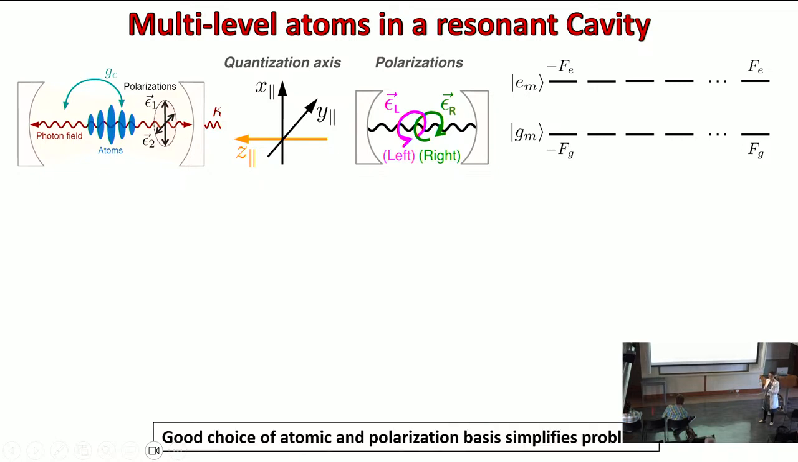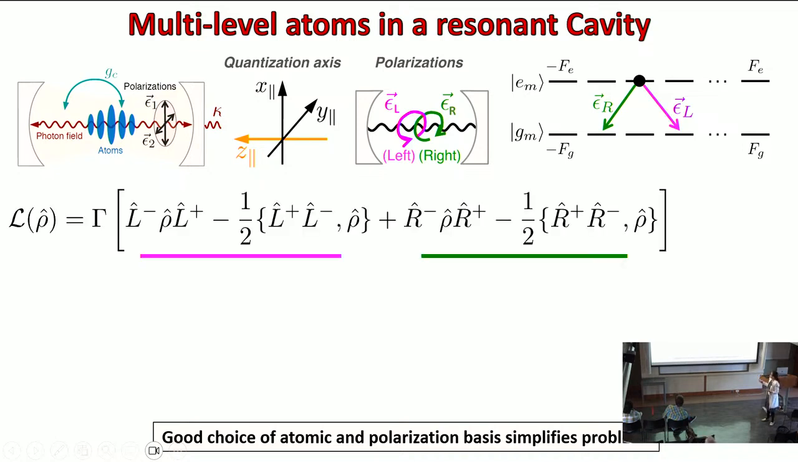Now, something that is very important in the multi-level case is to use a quantization axis that simplifies the problem. And for us, in many cases in the talk, the quantization axis that is very convenient is along the cavity axis. In this case, the two relevant polarizations reduce to the circularly right and left polarizations. These are the two allowed polarizations of the cavity mode.